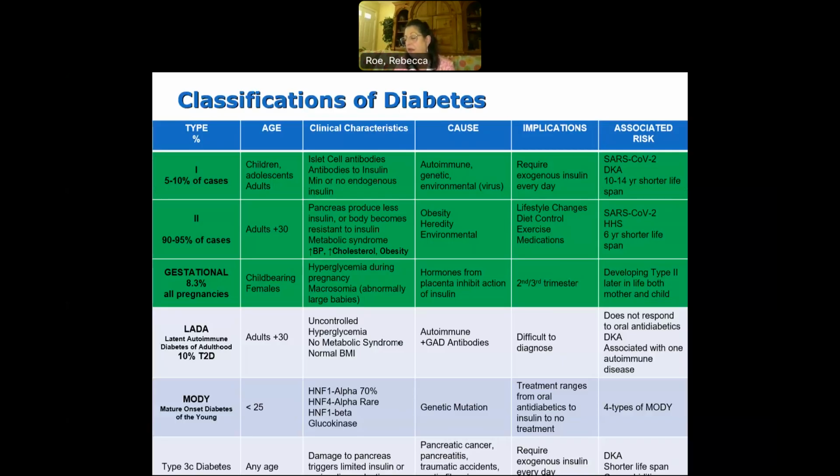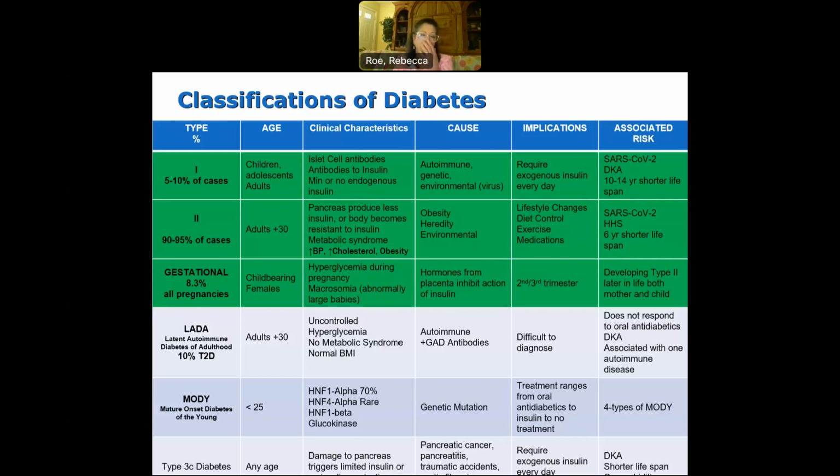Type 2 diabetes is the most commonly diagnosed. It is mostly related to obesity, and it is commonly diagnosed in people over 30. The pancreas produces less insulin, and the body becomes resistant to it. You'll see metabolic syndrome with increased blood pressure, increased cholesterol, and patients that are overweight. Causative factors in type 2 diabetes have to do with obesity, heredity, and environmental issues.